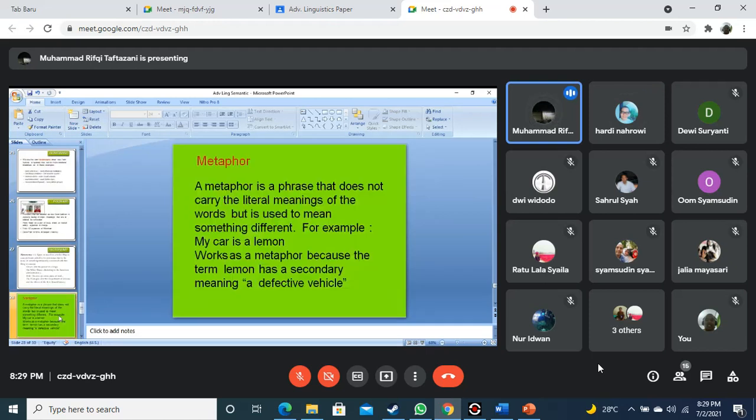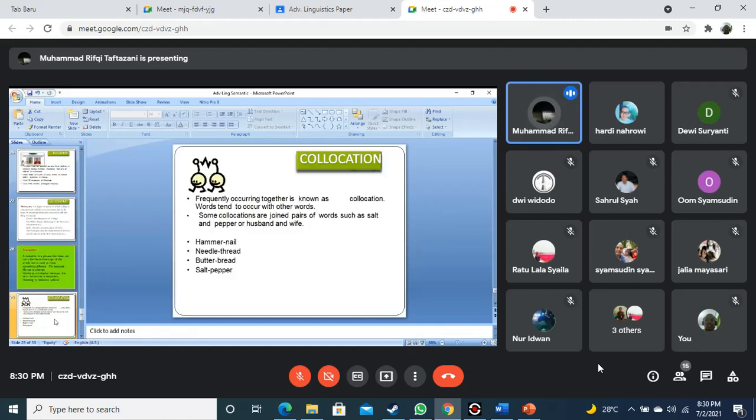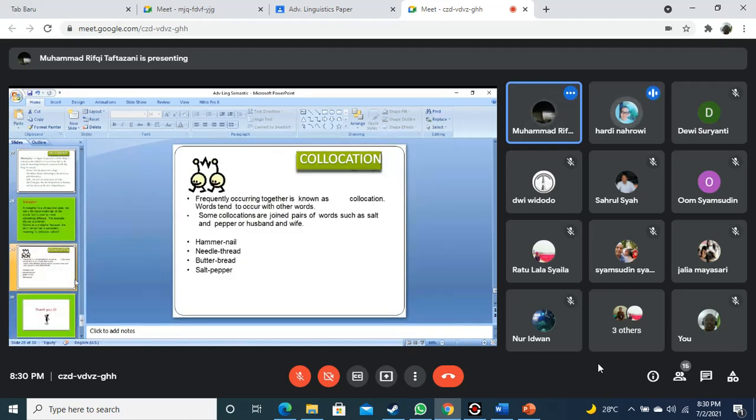Next, metaphor. A metaphor is a phrase that doesn't carry the literal meaning of the words, but is used to mean something different. For example, my car is a lemon. It works as a metaphor because the term lemon has a secondary meaning, a defective vehicle. So lemon here is not a kind of fruit, but has a secondary meaning: a defective vehicle. This is a metaphor.